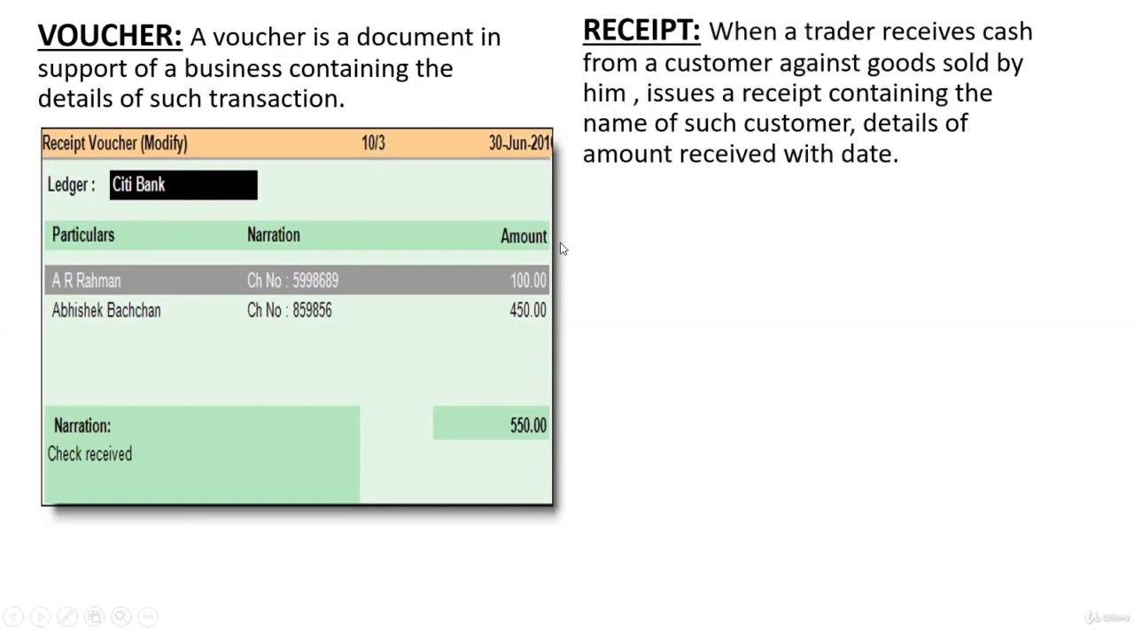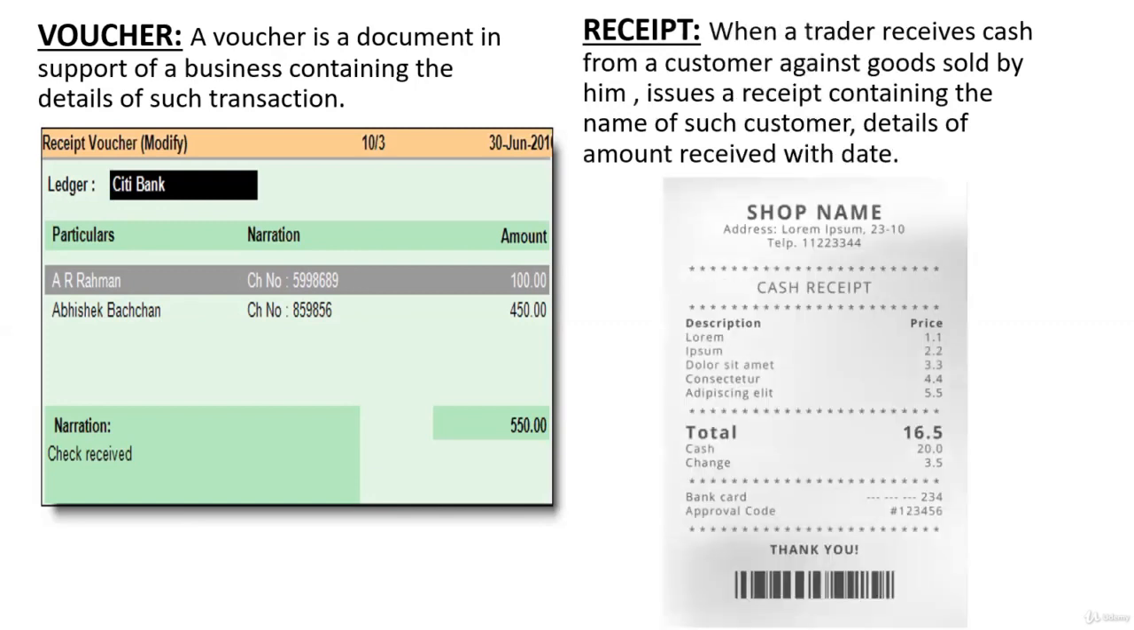Now the next is receipt. When a trader receives cash from a customer against goods sold by him, he issues a receipt containing the name of such customer. For example, whenever you go to a shop or to the petrol pump, you ask the petrol filling boy for the receipt. Why do you ask for the receipt? Because you are paying him for the petrol services and you need the receipt as proof that you had actually deposited the cash with that boy. So this is called the receipt.